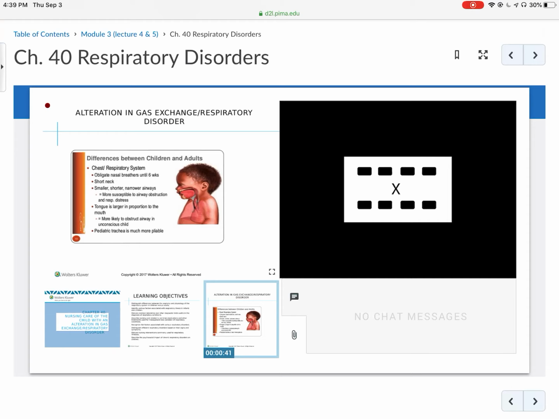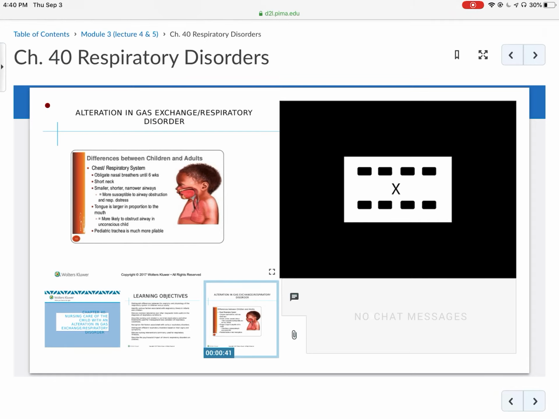They have a shorter neck, smaller, narrow airways, so if congestion gets in there, they can have more problems. Their tongue is very much larger in proportion, and that can obstruct the airway if there's any swelling, such as an anaphylaxis or in an unconscious child. Their trachea is more pliable, so it's more likely to spasm. In the adult, they have a lot of tissues, sometimes tonsil and adenoid tissues, that can cause airway obstruction.